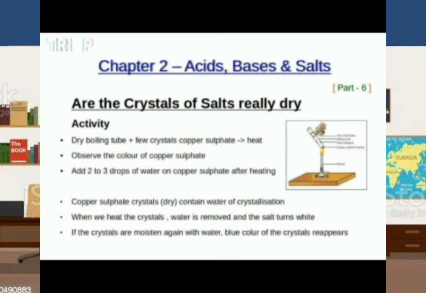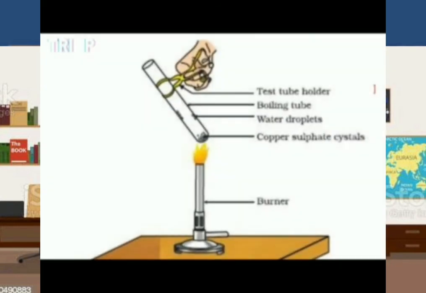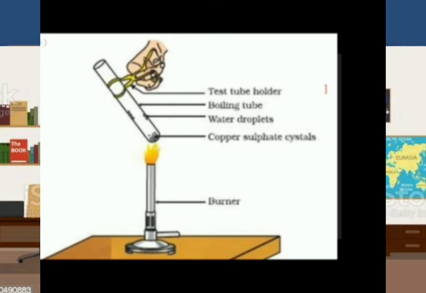When we heat the crystals, water is removed and the salt turns white. If the crystals are moistened again with water, the blue color of the crystals reappears. That means the salt contains water. Some salts contain water. This is the experiment.